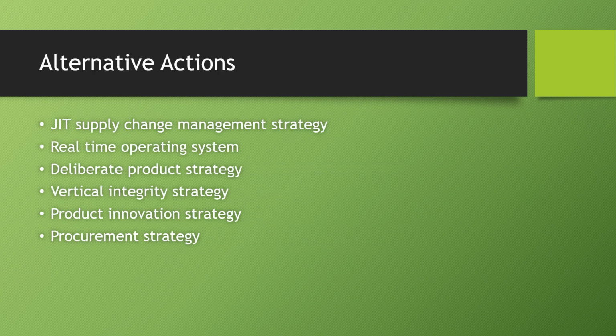Alternative actions. Apple has used different strategies and tactics to make the company successful, launching new products in the market and rebuilding in several ways. Here are Apple's alternative actions: just-in-time supply chain management strategy, real-time operating system, deliberate product strategy, vertically integrated strategy, product innovation strategy, and procurement strategy. After fixing and realizing the problems, Apple's net income boosted continuously from 2002 to 2014.